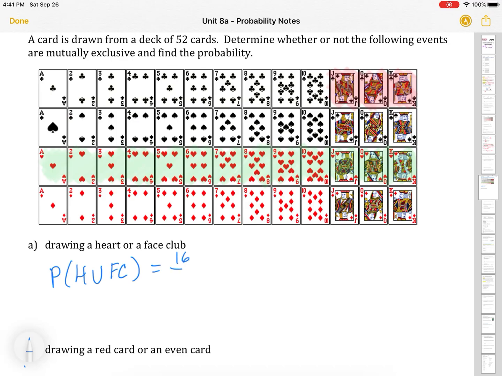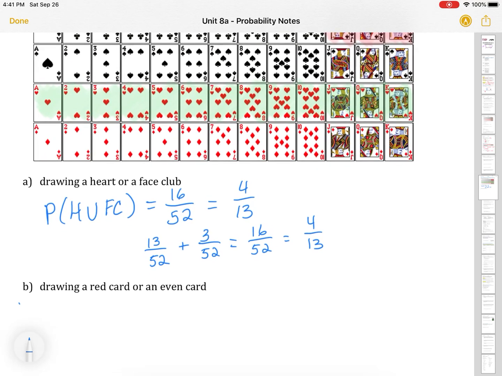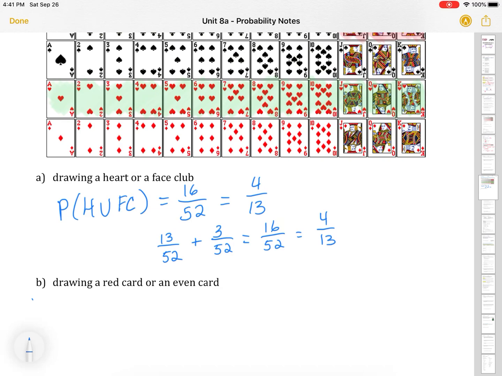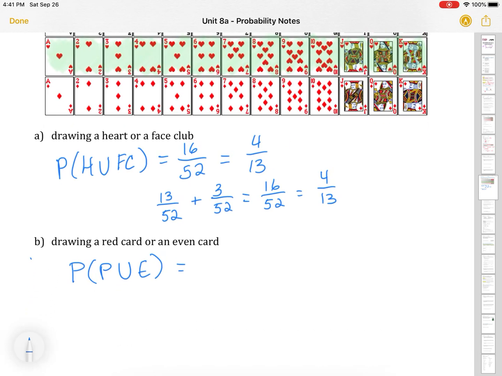So the probability of drawing a heart or a face club is equal to, well, in total I have 13 hearts and 3 clubs that are face cards. So it's 16 out of 52, and it is 4 out of 13. I also could have added them together, remember, because I could have 13 out of 52 for my hearts, plus 3 out of 52 for my clubs, get my 16 out of 52, and then reduce it. Either way you do it, right? Might as well collect them all.